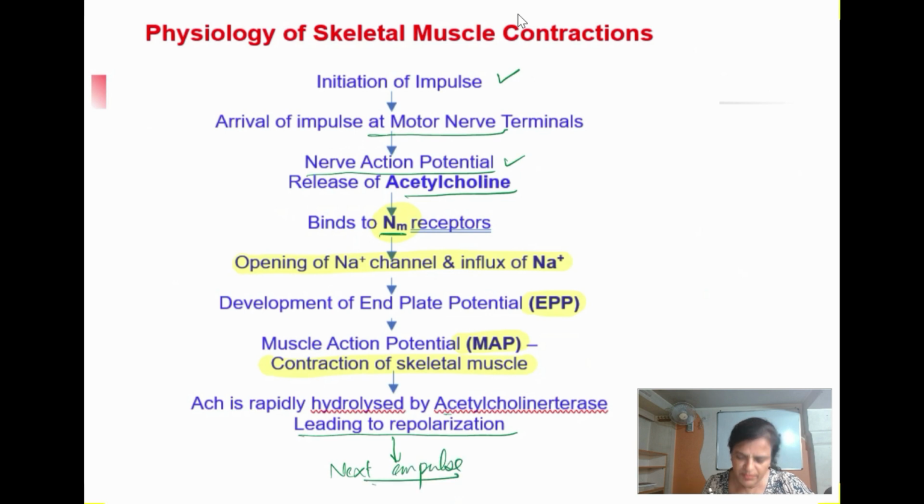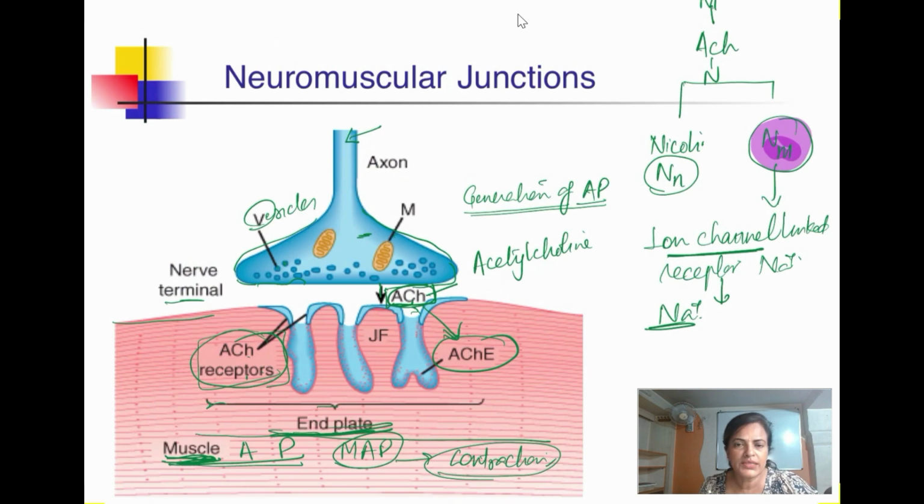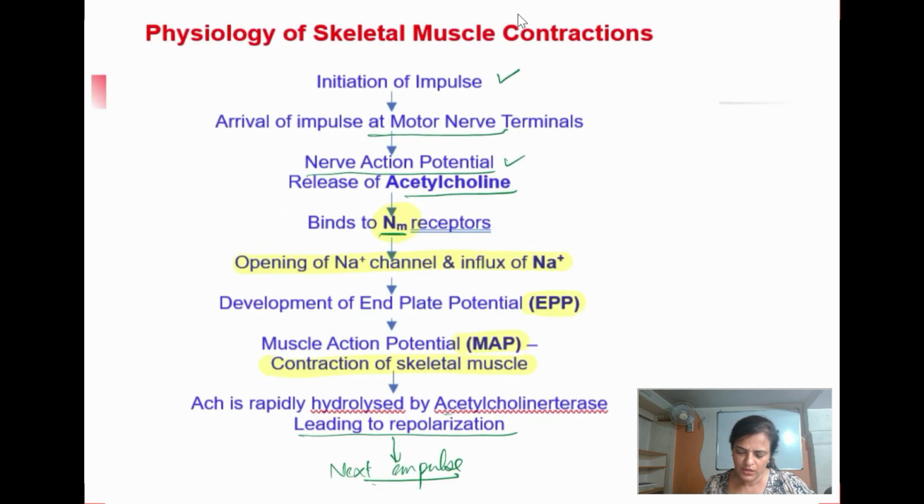So always remember one thing, there should be binding and unbinding of this acetylcholine to the receptor. So this should depolarize, and for the next depolarization to happen, it must repolarize. This is a very important thing. For any contraction, it should depolarize and then repolarize, so that the next impulse can come and cause a depolarization of this end plate, and that leads to muscle action potential. So this is the normal physiology of skeletal muscle contraction.